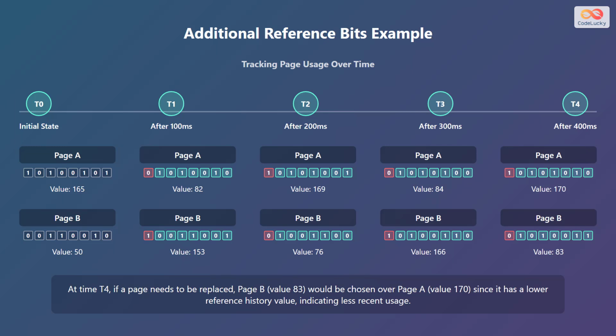As time progresses, every 100 milliseconds, the registers shift, and new reference bits are added. Notice how the values change over time, reflecting the page's usage. Now at time t4, if a page needs to be replaced, page B with a lower reference history value would be chosen over page A, indicating less recent usage.